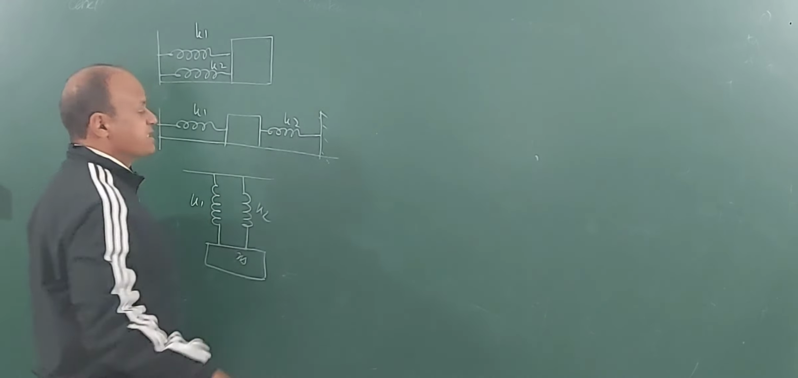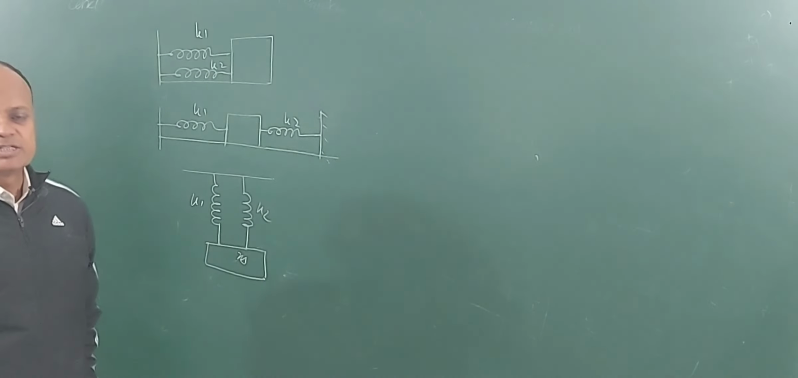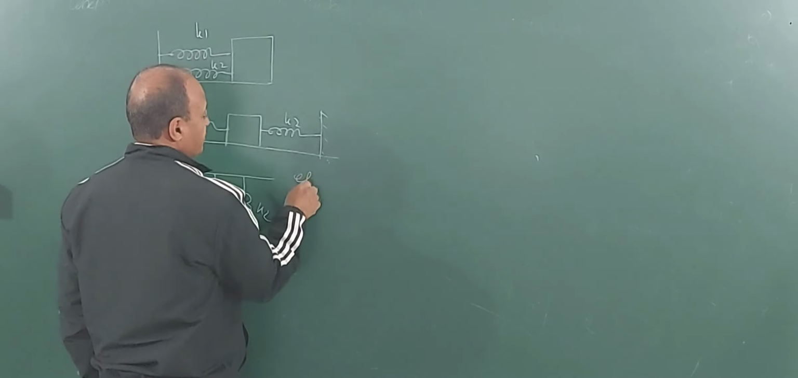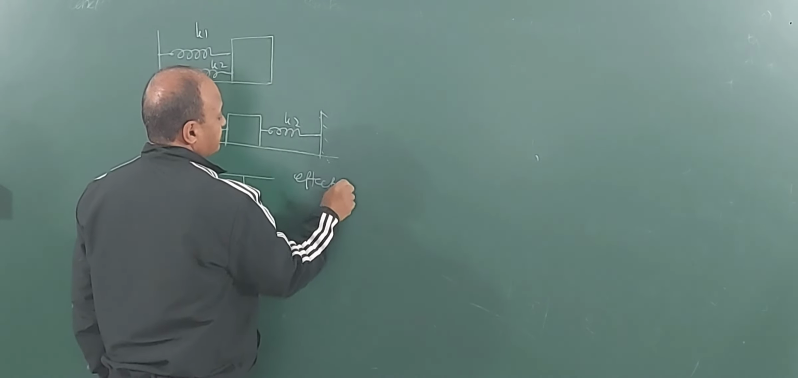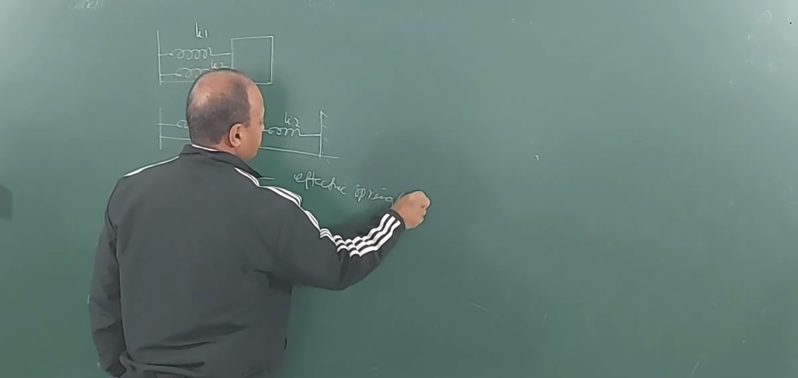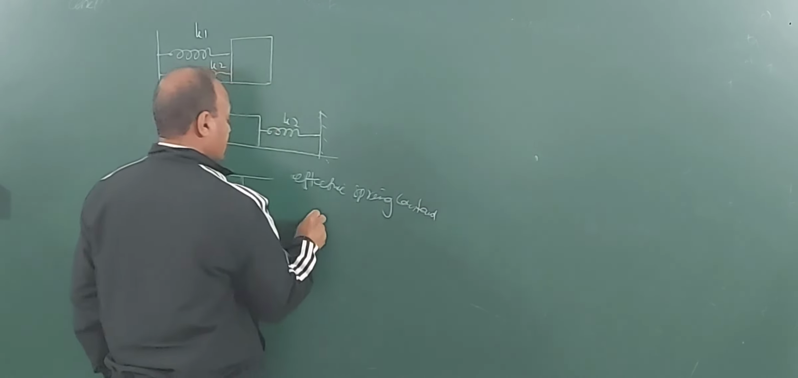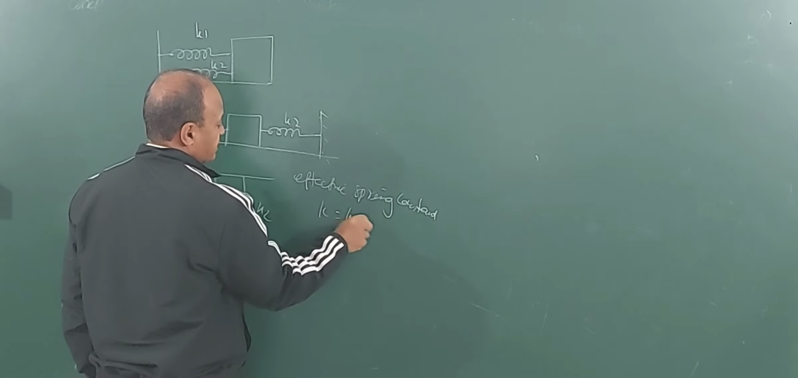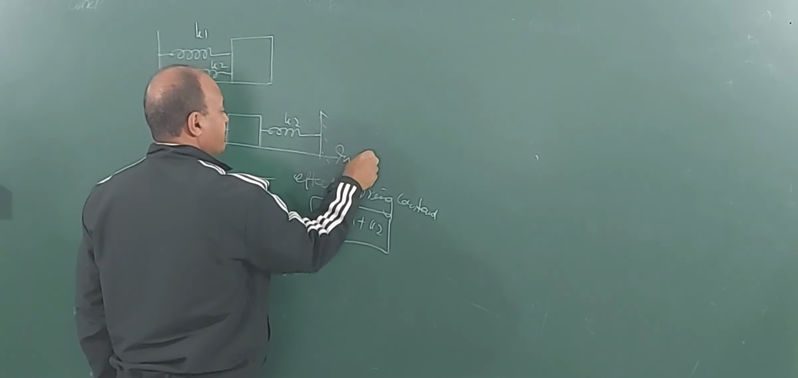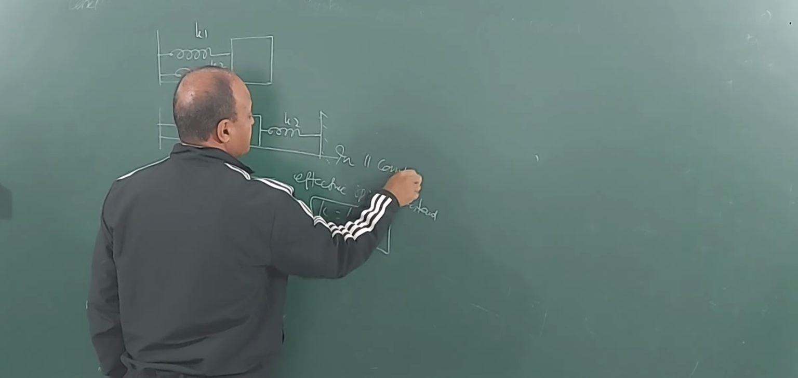In all these cases, the combination of springs is what? Parallel combination. So the effective spring constant K will be equal to K1 plus K2. So in a parallel combination of springs, I will write this.